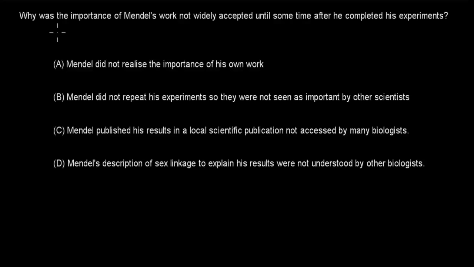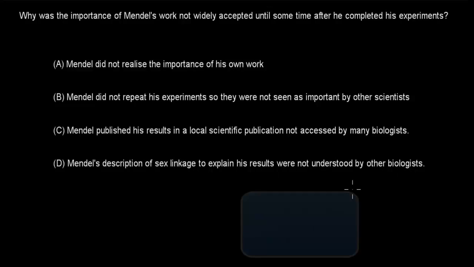Next one is, why was the importance of Mendel's work not widely accepted until some time after he completed experiments? A. Mendel did not realize the importance of his own work. B. Mendel did not repeat his experiments, so they were not seen as important by other scientists. C. Mendel published his results in local scientific publications, not assessed by many biologists. D. Mendel's description of sex linkage to explain his results were not understood by other biologists. When you're ready, pause the video.